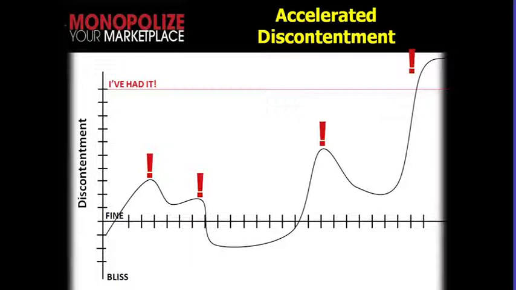And then if you look at the third one to the right, the third exclamation point, we're now about 18 months into their life here, and we get up to about a five-level discontentment. Maybe they went to a job interview, and they didn't get the job, and they asked their friend, man, I didn't get the job, and the friend said, well, maybe it's your teeth. And it just crushed them, and they thought, man, I've got to do something about this. And you see up here at the 10 level, I've had it. Something happens that finally pushes them over the edge.